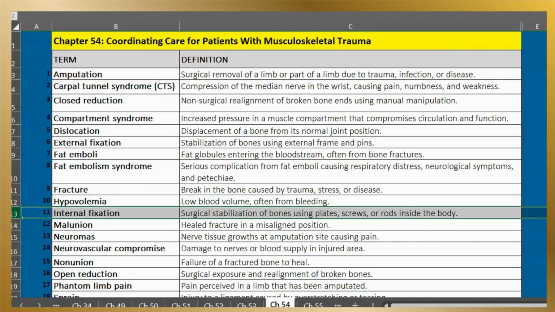Internal fixation: surgical stabilization of bones using plates, screws, or rods inside the body. So fix bones from inside. Malunion: healing of a fracture in a misaligned position. Mal means bad, union means bone healing.